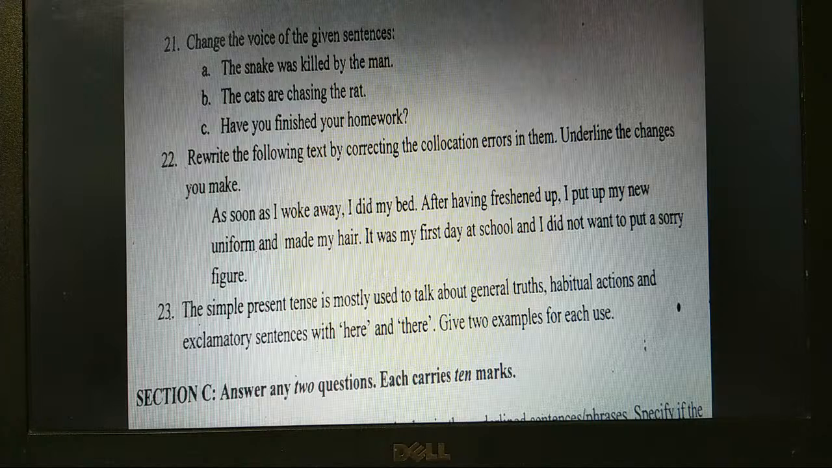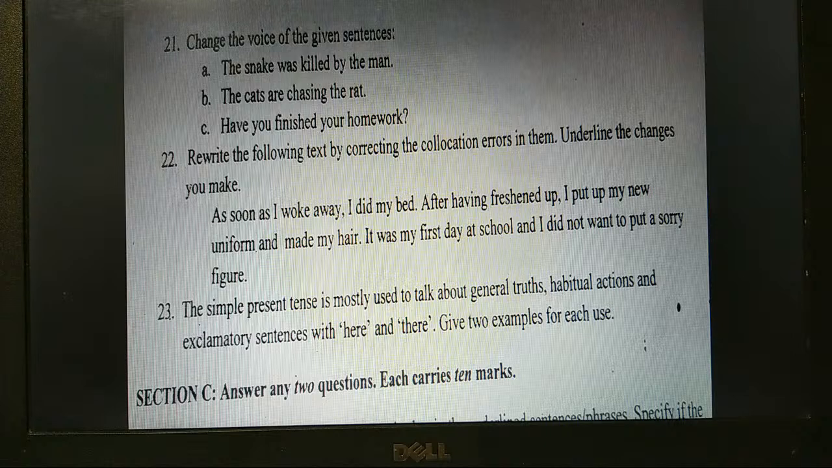It was my first day at school and I did not want to put a sorry figure is wrong again. To put a sorry figure is wrong. In fact, the phrase is to cut a sorry figure. To cut, C-U-T, to cut a sorry figure. To cut a sorry figure means to give a bad impression. To give a bad impression. Okay, so you will correct the sentence into I did not want to cut a sorry figure. All right, now we move on to the next question, that is question number 23.